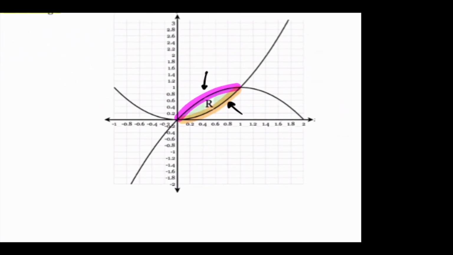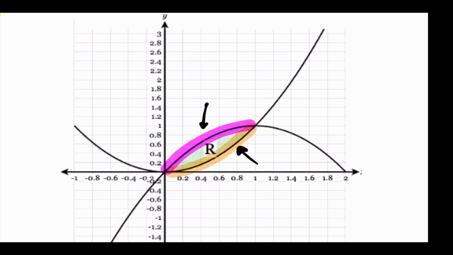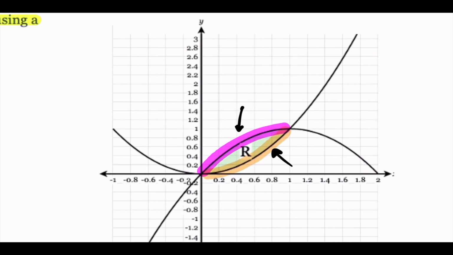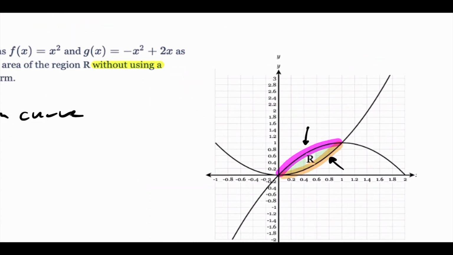Okay, so let's go here. There are two parabolas. Which parabola is going to be on top? F, which is x squared, or G, which is negative x squared plus 2x? How do we know it's G? How do I know that this is G and this is F?